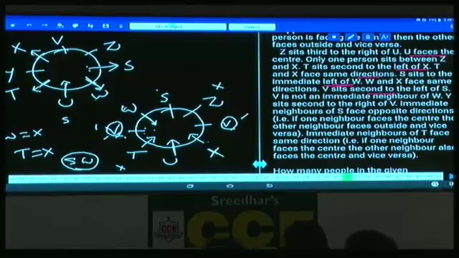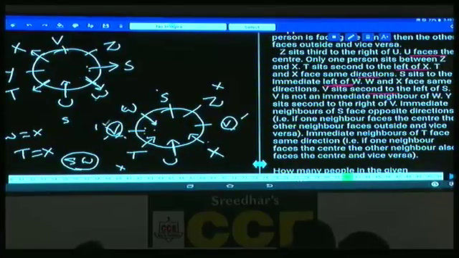S sits to the immediate left of W, and W and X are facing the same direction. V sits second to the left of S, and that's also true. V is not an immediate neighbor of W. Next, Y sits second to the right of V.